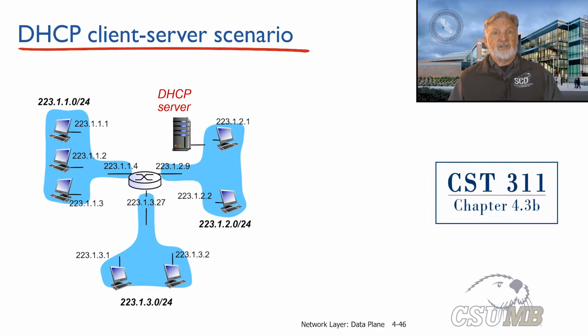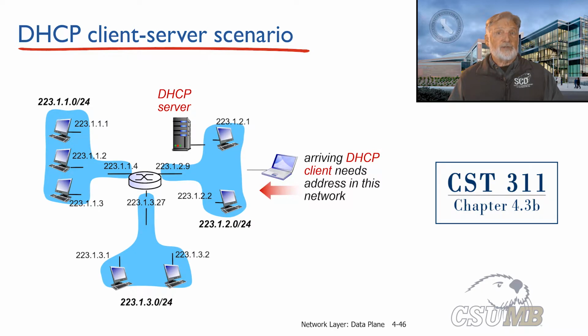So how does DHCP work? Let's look at the example on this slide. A laptop, which is the DHCP client, is entering the network, which includes the DHCP server. This laptop needs an IP address. We see there are 3 subnets in this network, and the laptop is entering the subnet, which has a network address of 223.1.2.0/24. Note that the DHCP server is on the same subnet.